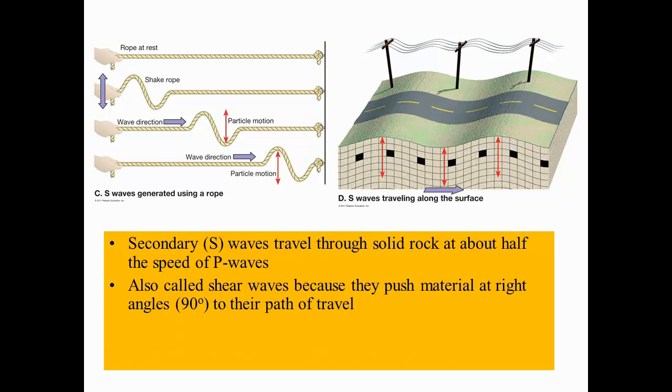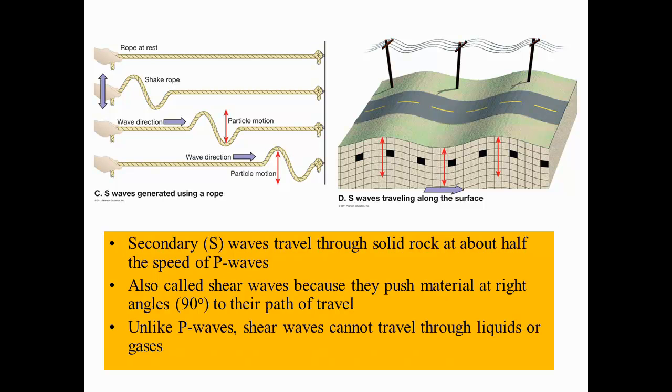S waves are also called shear waves because they push material at right angles, or at 90 degrees, to the overall path of travel. And unlike P waves, shear waves cannot pass through liquids or gases. S waves can only travel through solids.